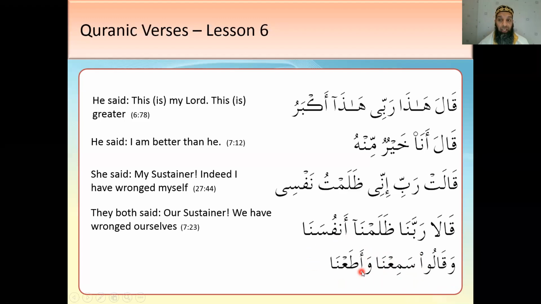وأطعنا. طاعة. What's طاعة? أطيعوا الله وأطيعوا الرسول. Obey Allah and obey the Messenger. Even in Urdu we say itaat karo. It means follow, obey. So سمعنا وأطعنا. They said, we heard and obeyed. That's literally it, past tense.